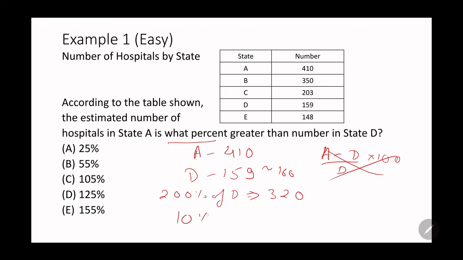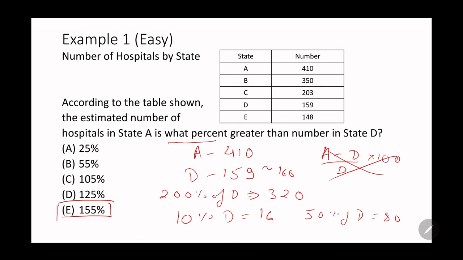Now 10% of D is going to be 16, and if we go through the table, we know that 16 times 5 is 80, which is close enough to 90. Therefore 50% of D will be 80. So we have 320 plus 80, which is 400. Now we only have 10 remaining, but we don't have to go into the details of the calculation. We can see that there is only one option which is close to 150%. Therefore we are going to choose E, 155%.